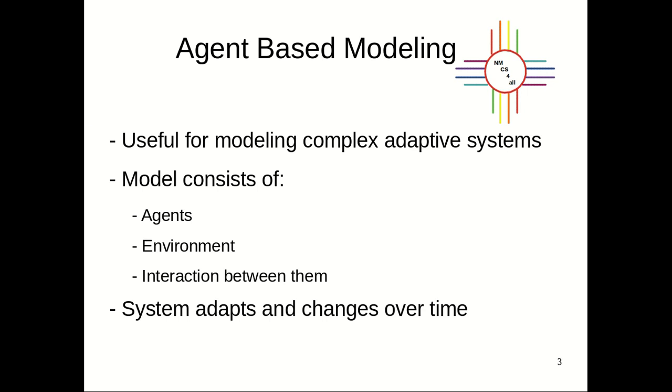First, we'll talk about agent-based modeling. It can be used to represent, among other things, complex adaptive systems. Examples of complex adaptive systems are ecosystems, like the fish and algae in a pond, or an ant colony with many interacting agents. The model consists of the agents, an environment in which these agents exist, and the interactions between them. It is important to note that the system adapts and changes over time.